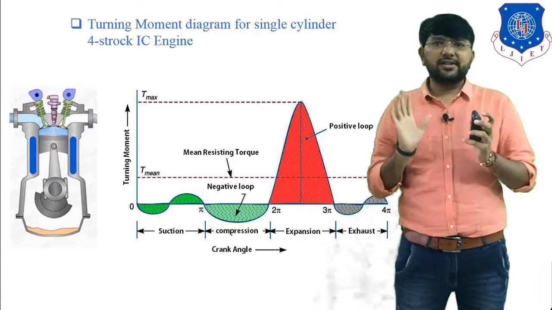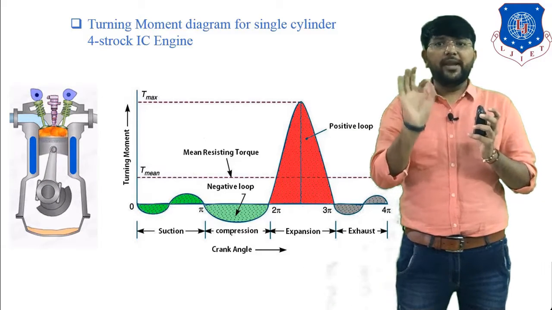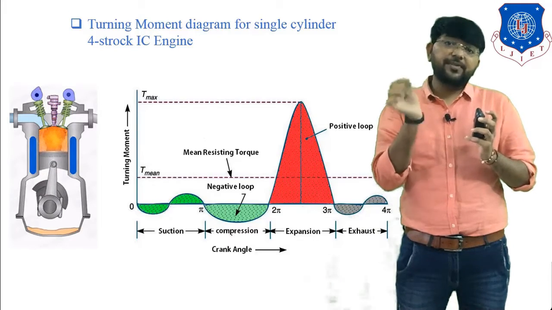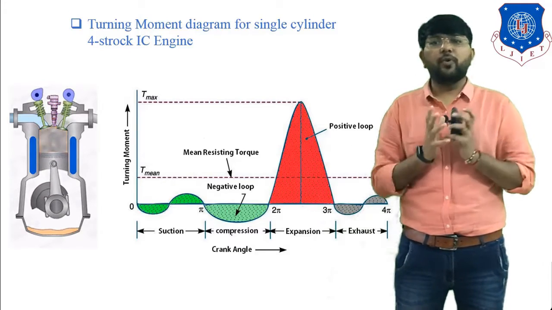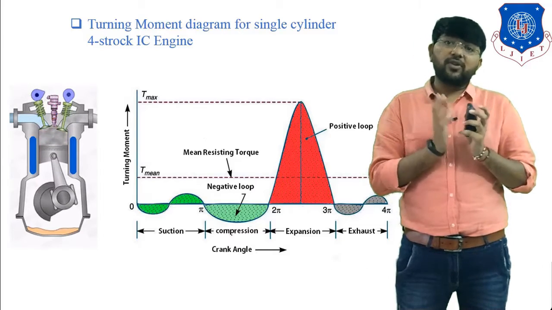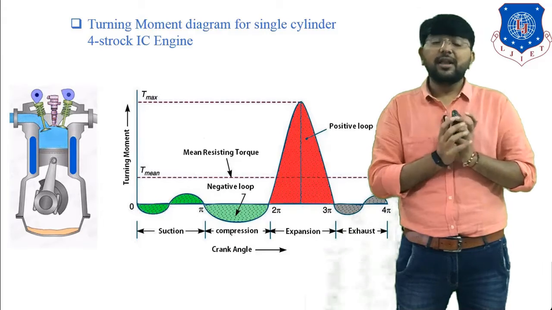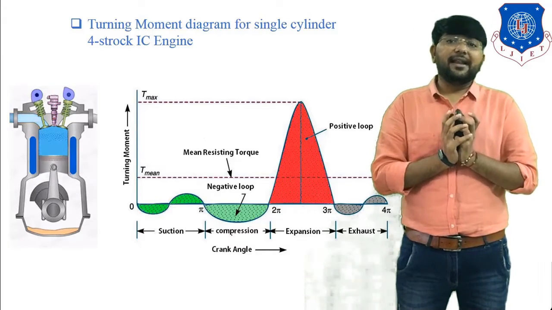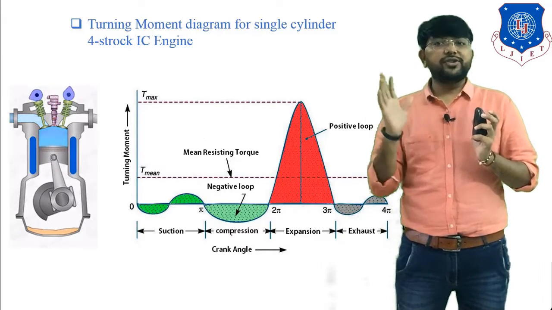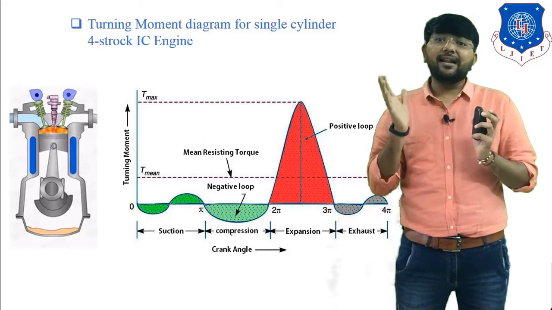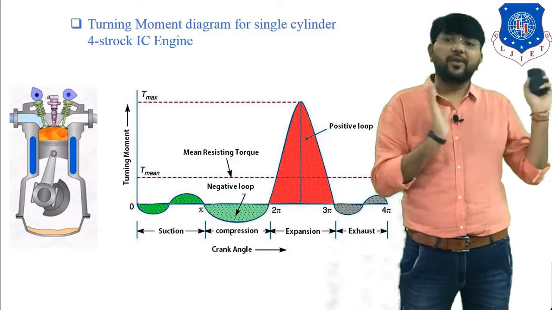Clear? So the suction stroke indicates a negative loop, which means we have to supply the energy. But at the end of the suction stroke, a minor positive loop also appears. That minor positive loop indicates the flywheel gains some power at the end of the suction stroke. The reason is that if a body is in motion and we apply a small force, the effect of this small force is very large.